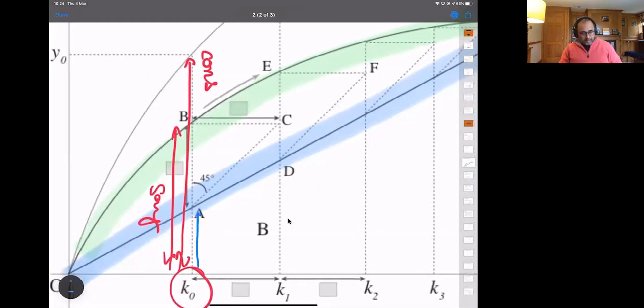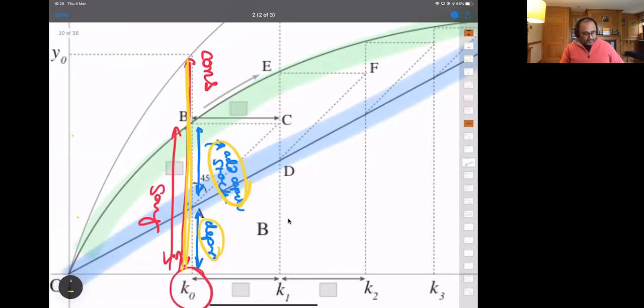This part here becomes depreciation, and this part here becomes additional capital stock. So the total output, this part, gets divided up into saving and consumption, and then saving gets divided up between depreciation and capital stock. Okay, so this should tell you at least how to start with.